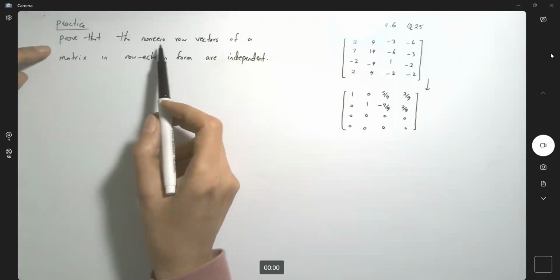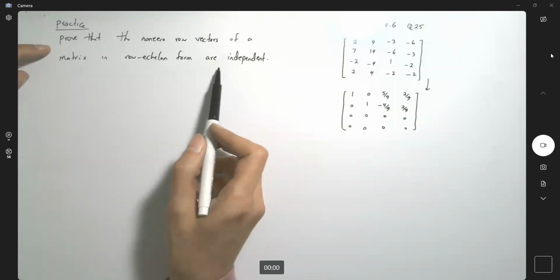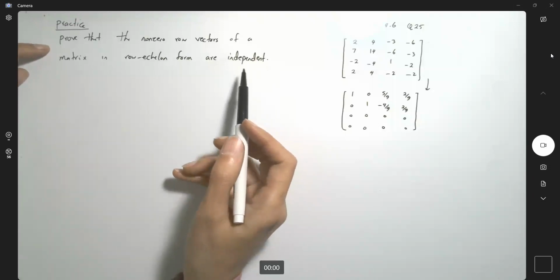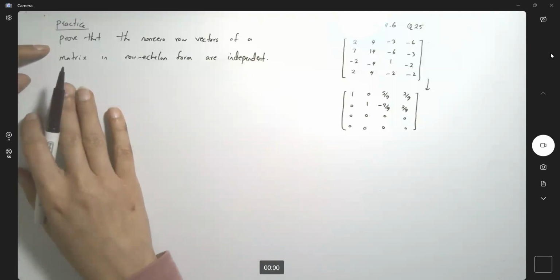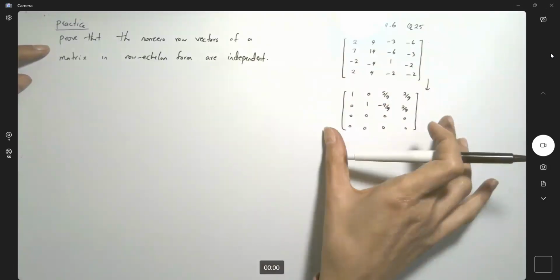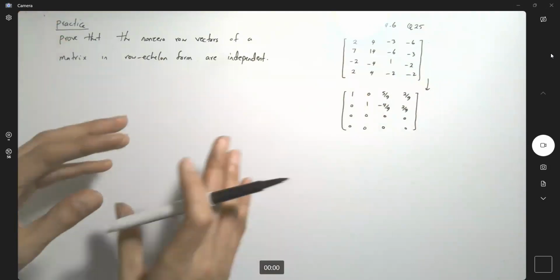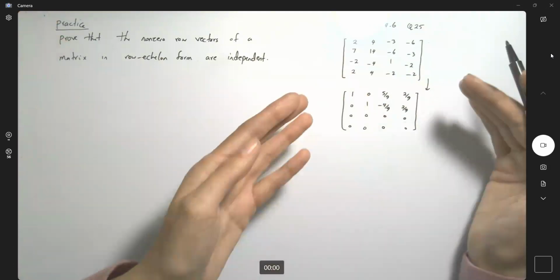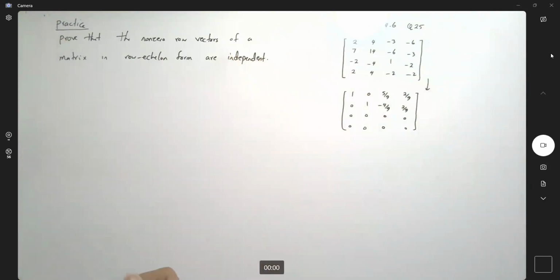Know that the non-zero vectors of a matrix in row echelon form are linearly independent from each other. Remember that we went over multiple examples. I just wrote down one example, so when I'm writing the general form of rows and columns, you can associate those to the matrix that you saw before.